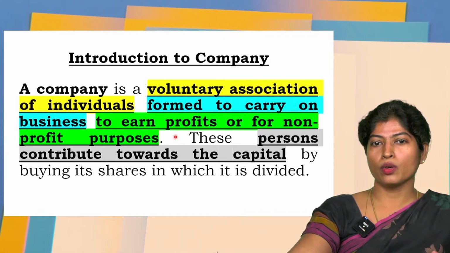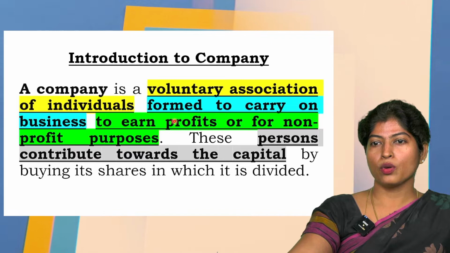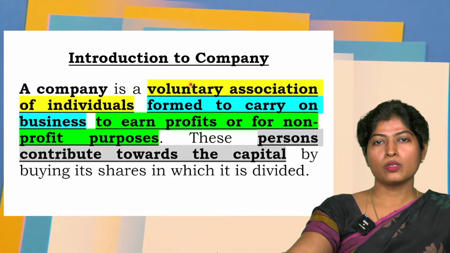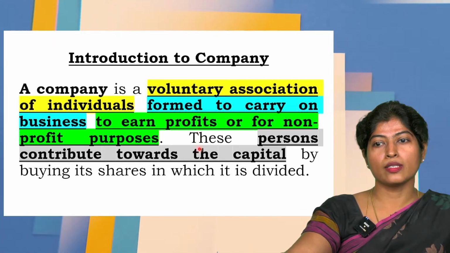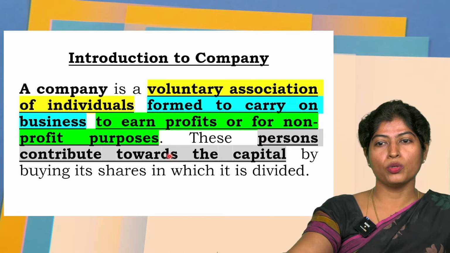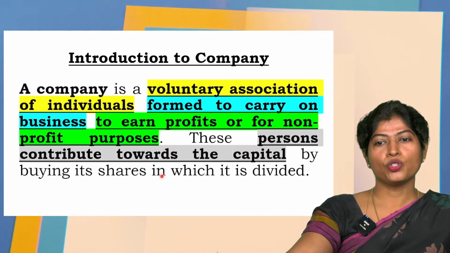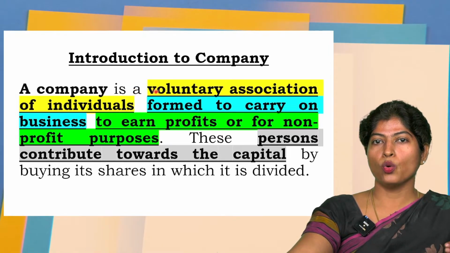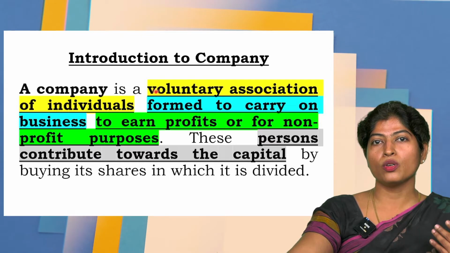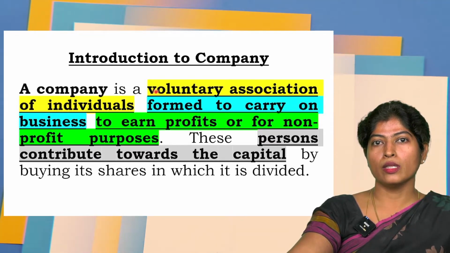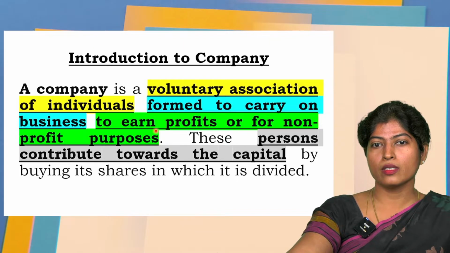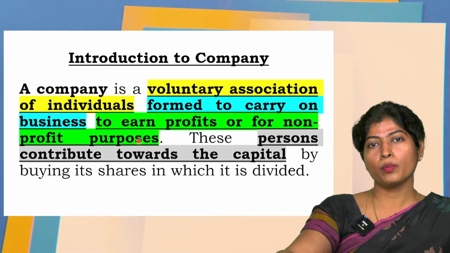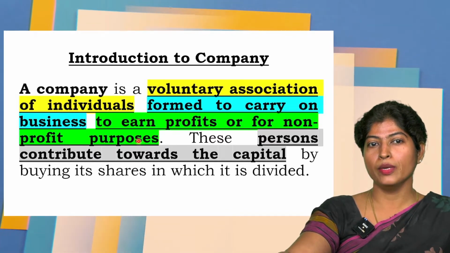Sometimes it may be a non-profit organization also. So it is for earning profit and for non-profit purposes also. When they come together as a voluntary association, they contribute money towards it. These persons contribute towards the capital by bringing in shares, and they receive a dividend. So the meaning is that it is a voluntary association, formed for doing business, to which money is contributed, to earn profit, and sometimes for non-profit purposes also. This is the meaning of the company.